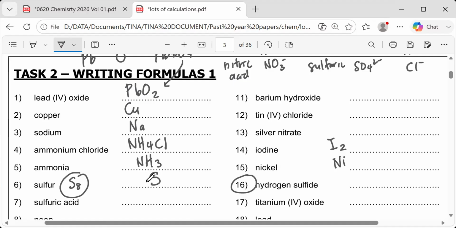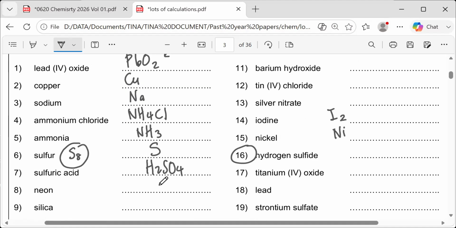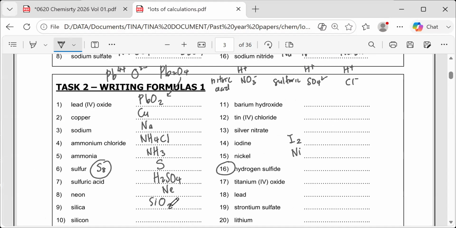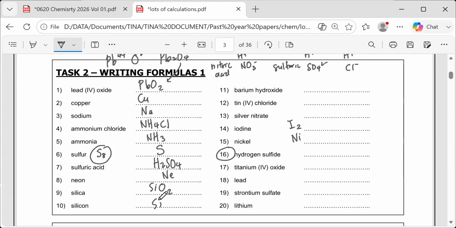Okay? So sulfuric acid is when you have the sulfate ion. Silica is actually known as silicon dioxide. Silicon 4 oxide, SiO2, that is silica. Okay. Silicon is just Si.